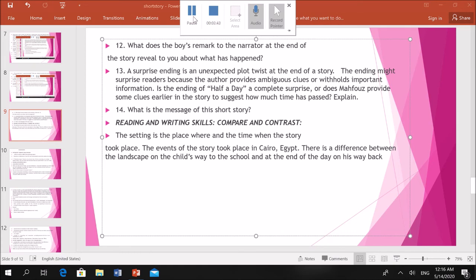Okay, reading and writing skills, compare and contrast. هنا طبعا الكاتب نجيب محفوظ لما بيكتب القصة دي هو استخدم الناريشن. طبعا المود بتاعه استخدم الريتوريكال مود اللي هو الناريشن اللي هو السرد، ان هو he gives us a lot of details، ادينا تفاصيل كتيرة جدا في الشورت ستوري.